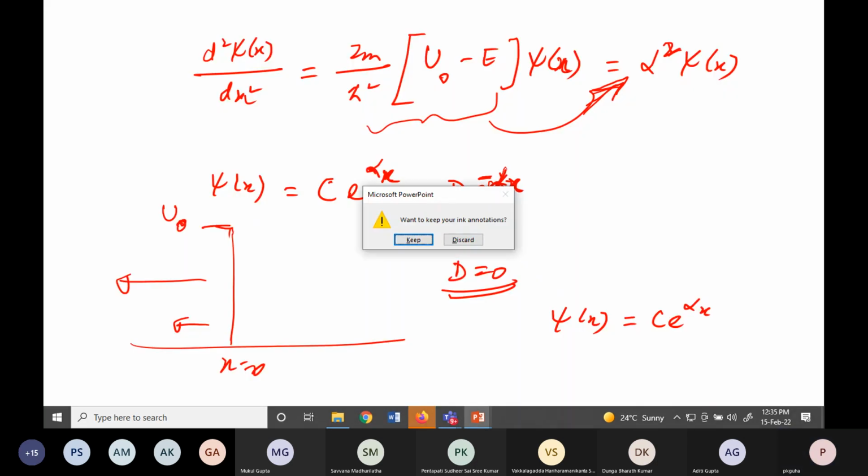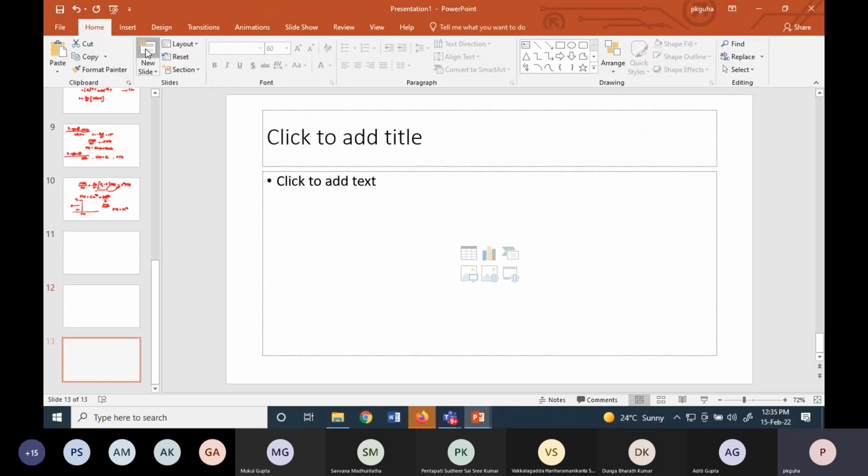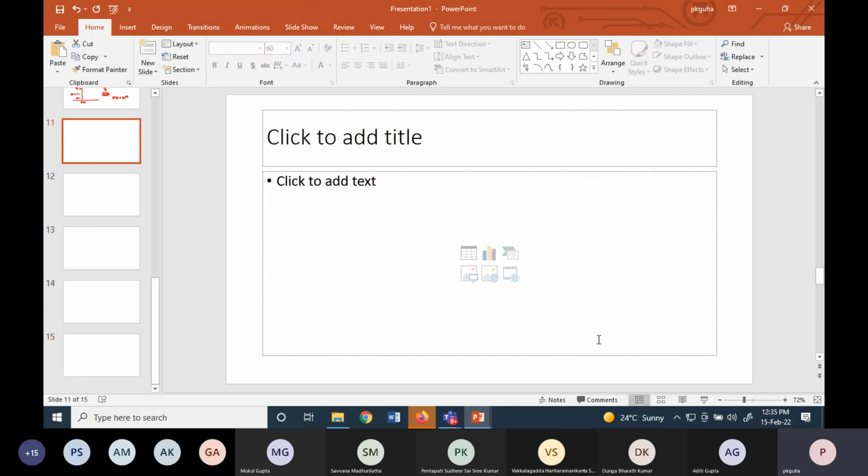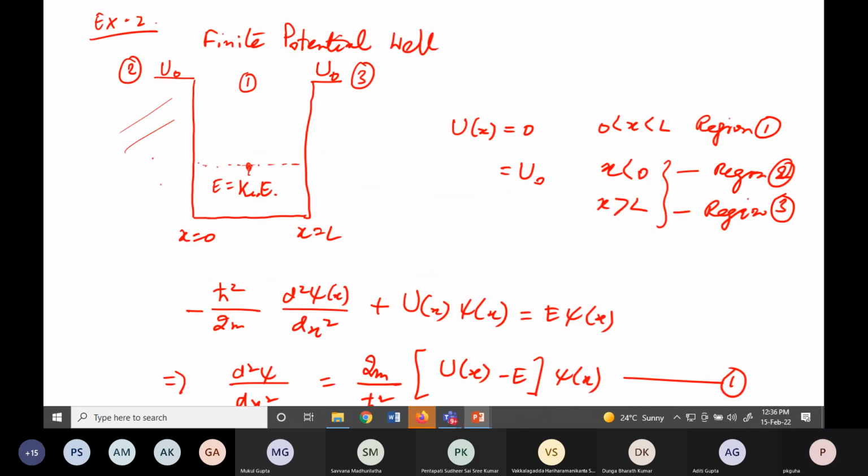Similarly, we can find out the solution in region 3. What is the solution in region 3? In region 3, that is x greater than L, here also Ux equal to U naught, right? You remember, because in the potential well, this region x greater than L has Ux equal to U naught.